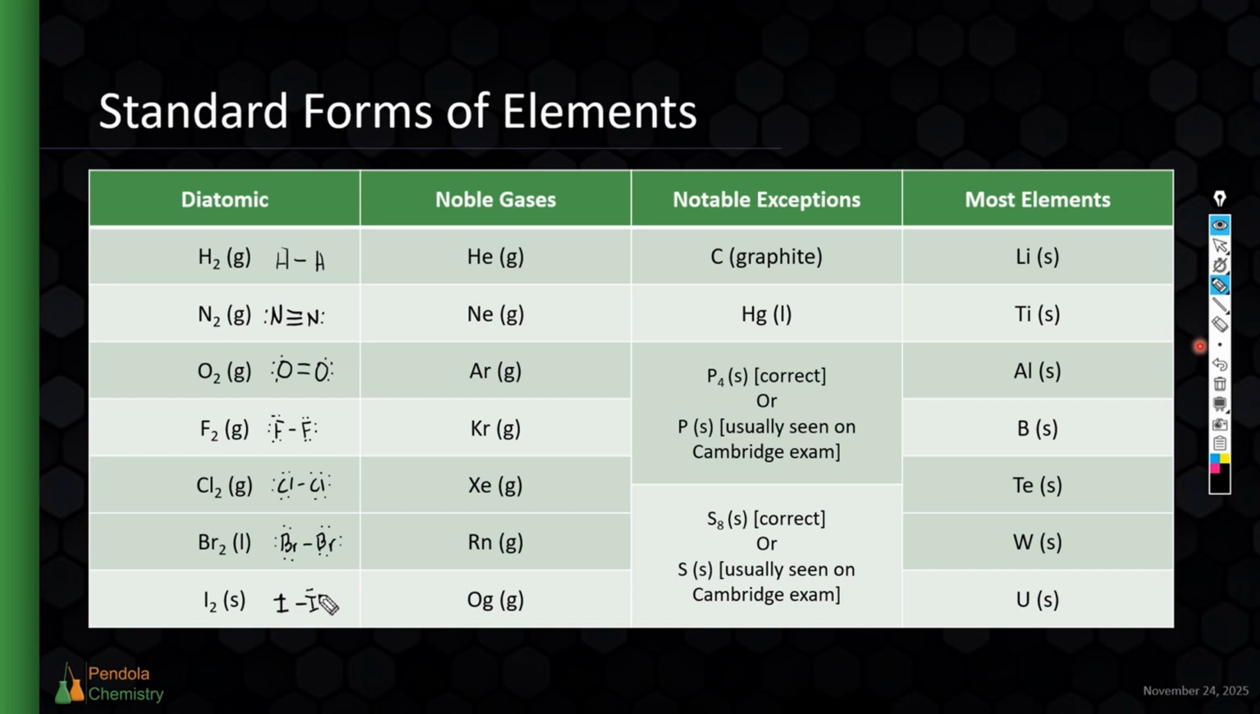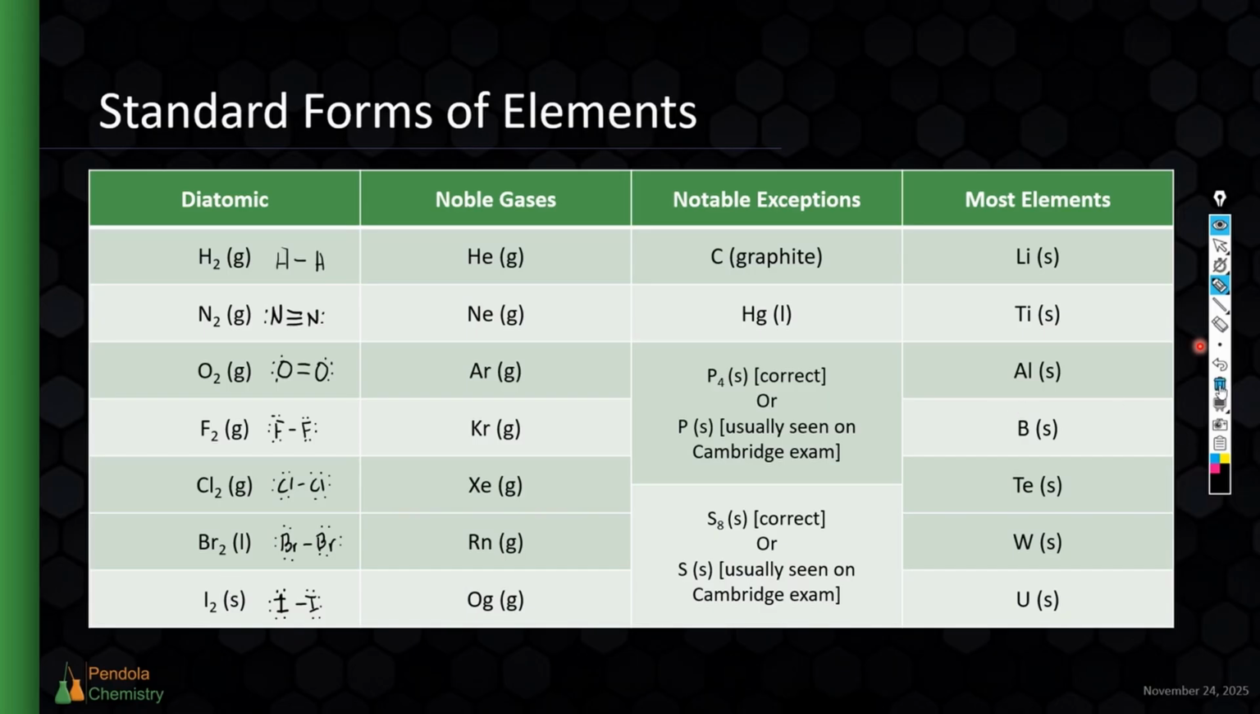So we need to remember that these 7 elements are going to be diatomic, meaning that when we write them in the reactant side of an enthalpy change of formation reaction, we do not write them as just F or just O or just N. We write them as diatomic, meaning H2, N2, O2, F2, and so on and so forth.